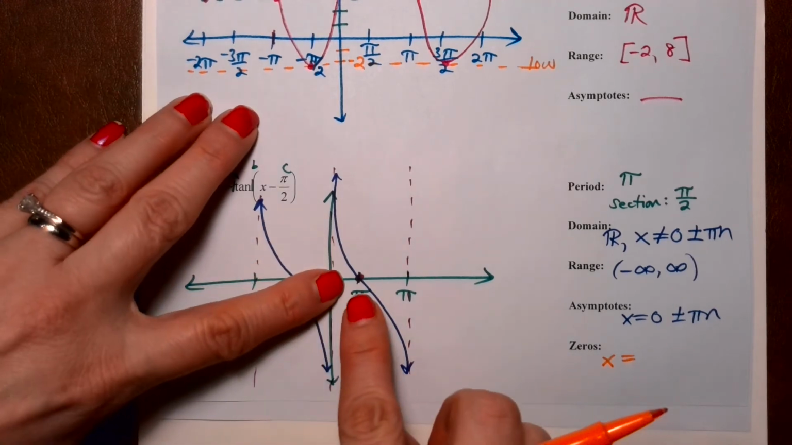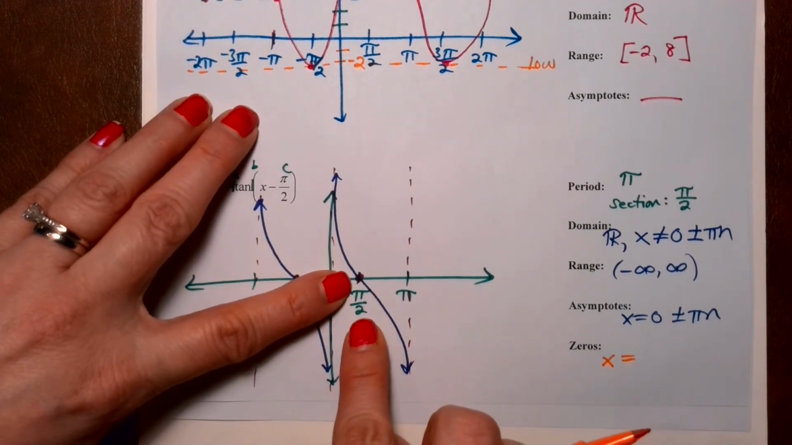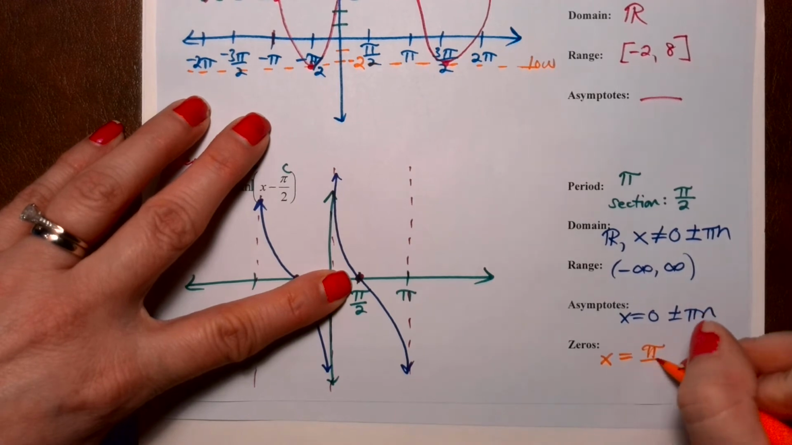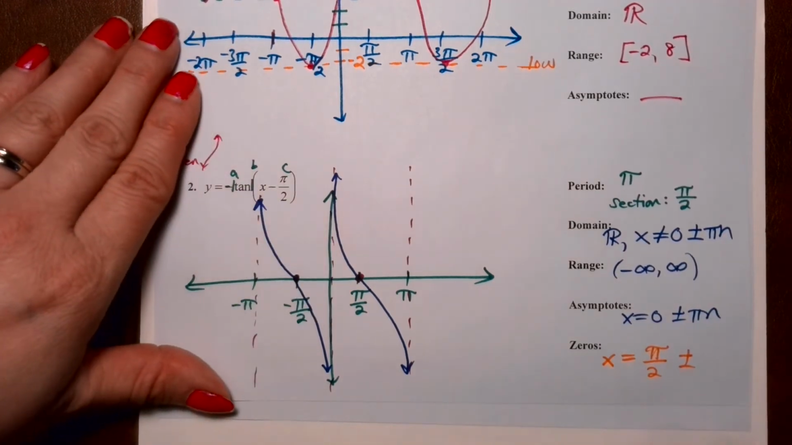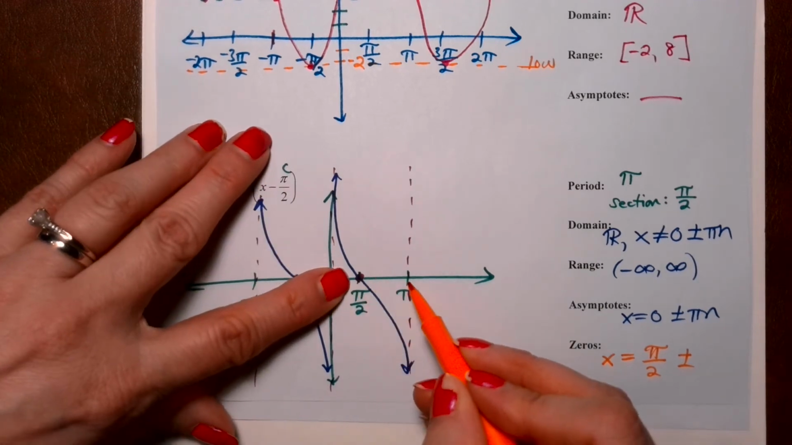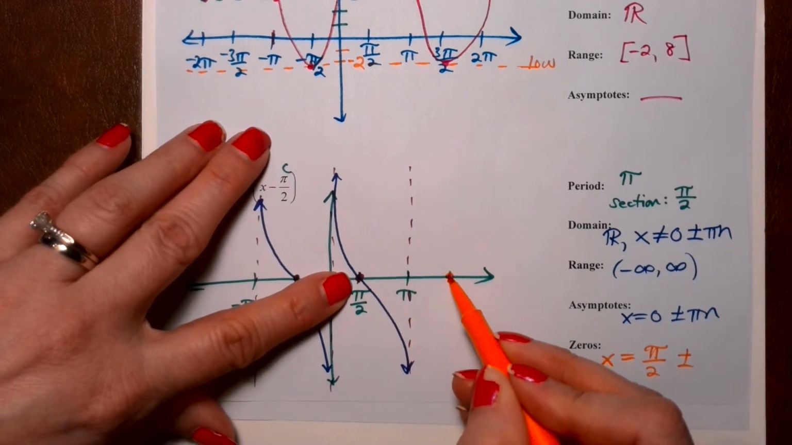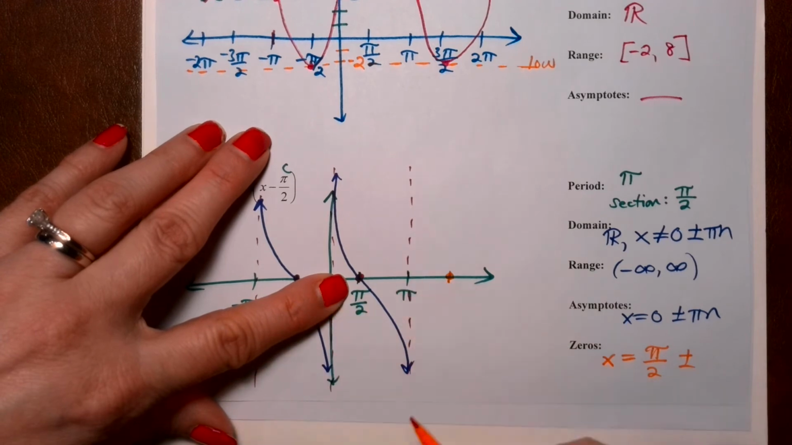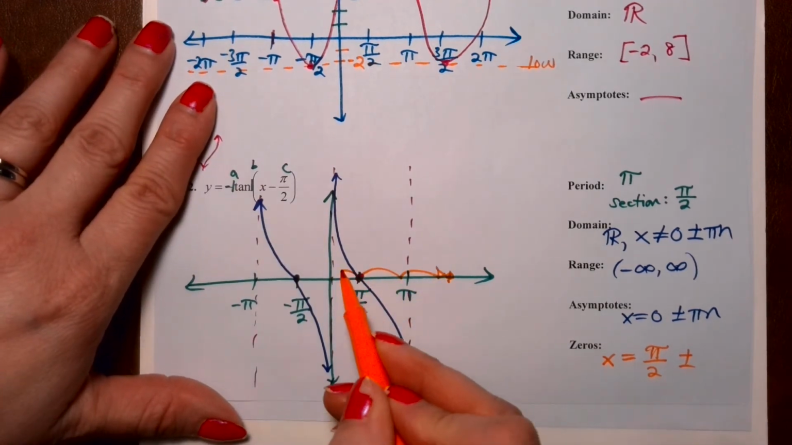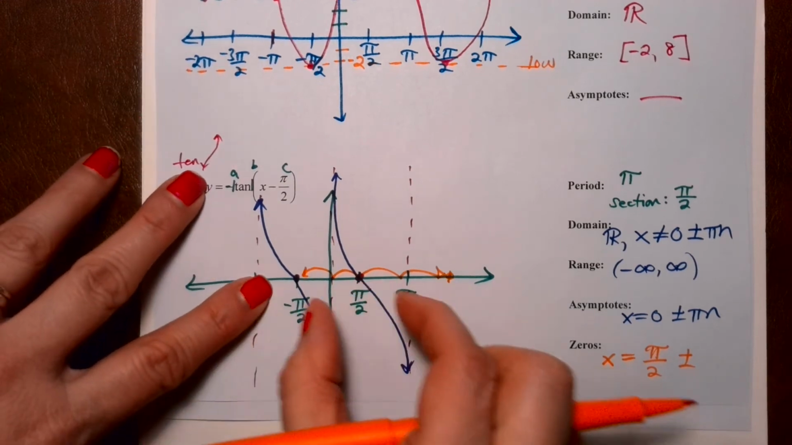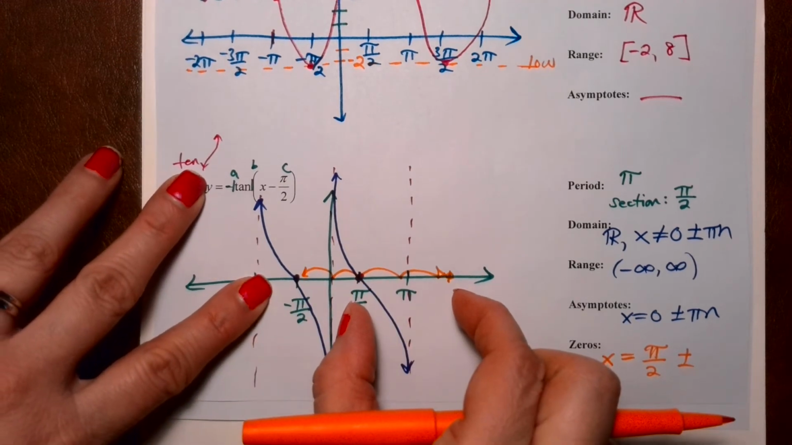You always want to make sure you state the positive one. The first zero is pi over 2 plus or minus. Where's the next x-intercept? Well, it's not there. It would be here, 2 sections to the right. There's the next one. Or minus 2 sections to the left. Okay, so it's clearly 2 sections.